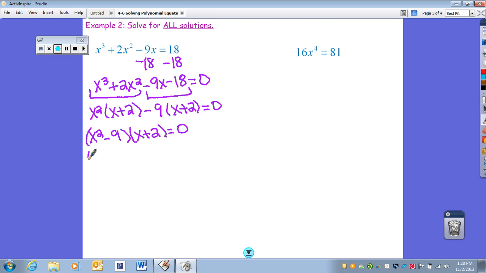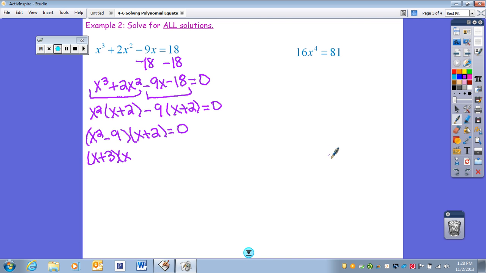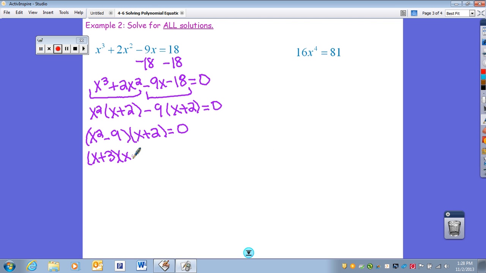But we want to make sure to factor completely, and I hope you recognize that x squared minus 9 is the difference of squares. So we have x plus 3 and x minus 3, and then we have our other factor of x plus 2. We want to set all 3 of these equal to 0 and solve. So our solutions are x is equal to negative 3, x is equal to positive 3, and x is equal to negative 2.